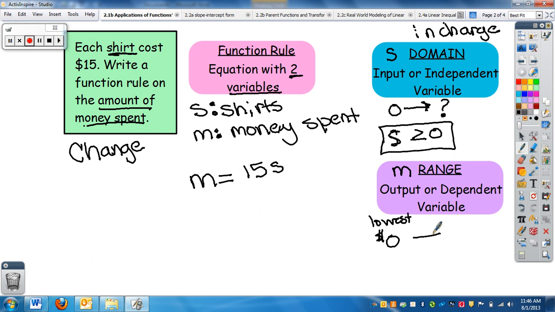And then the more shirts you buy, so what is the highest amount I'm going to spend? Well, since we don't have a limit on the number of shirts, we have no idea of how much money I can spend. I can spend thousands or millions of dollars if my number of shirts are unlimited. So my M is greater than or equal to 0. I can't spend negative money. They're not going to take money away for not buying anything. And then I am unlimited. I don't have a top cap.